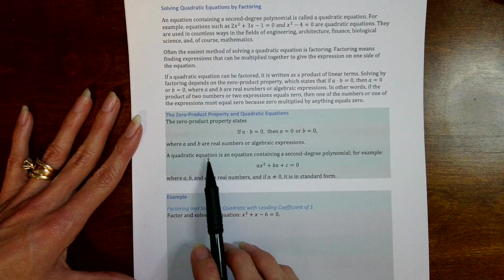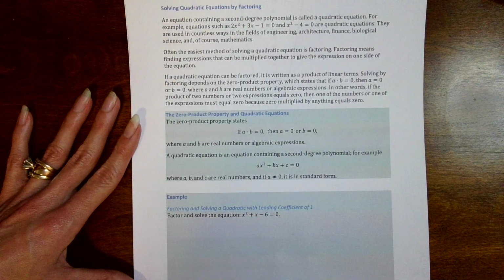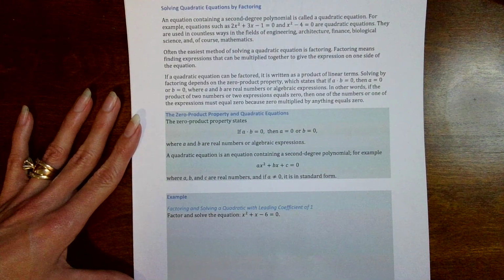A quadratic equation is an equation containing a second degree polynomial. For example, ax squared plus bx plus c equal to 0, where a, b, and c are real numbers, and if a does not equal 0, it is in standard form. Okay, so the a, b, and c are going to be important.